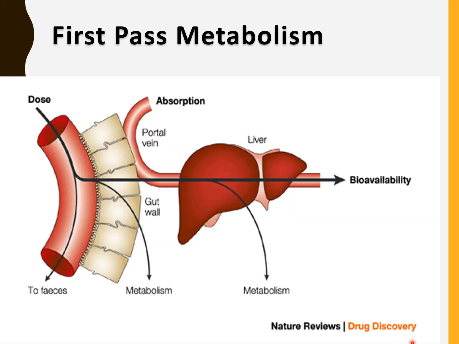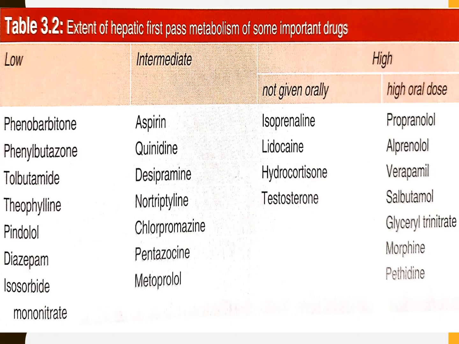Now here you can see when the drug is absorbed from the site of absorption. A few will go to the feces, some will go for metabolism, and some will go to our blood circulation. While going to the blood circulation, it has to cross the liver. So some amount will be lost, and the rest is known as bioavailability.